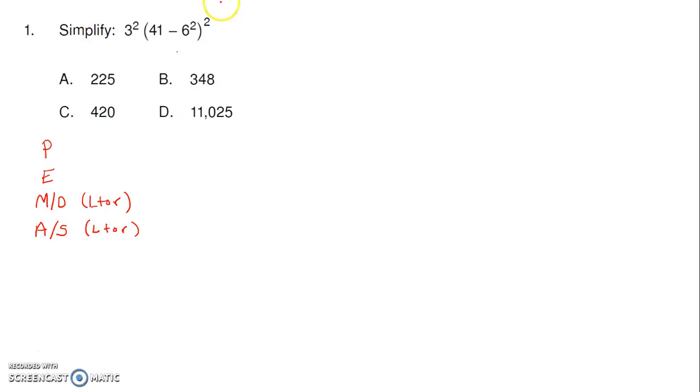So let's take a look at the expression we're given. We always want to work within parentheses first. So I go within parentheses: 41 minus 6 to the second power. Within parentheses, I have a subtraction and I have an exponent. I have to handle my exponent before my subtraction. So everything else is going to end up being the same: 3 squared, within parentheses I have 41 minus, and outside that parenthesis, I'll still have a squared.